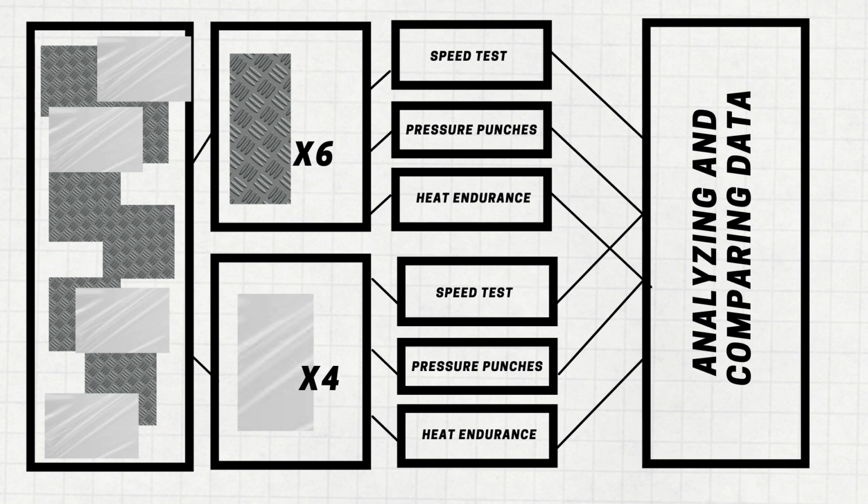So to better understand this, we can put this into an engineering experiment. We're building a robot, and we need something sturdy that can withstand a lot of things on the outside. So we chose different types of sheet metal and different types of plastic. We put them through these tests: the speed test, pressure punches, heat endurance, all things that we would have to put this robot through to see which one is the best one.